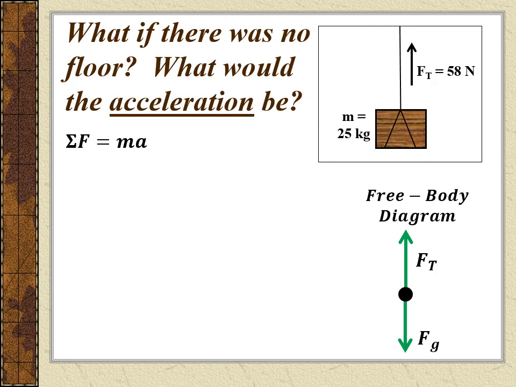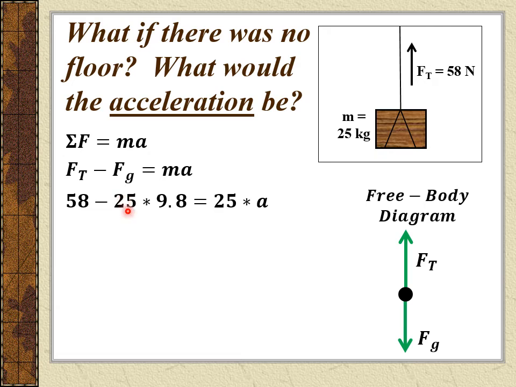So our net force is going to be equal to mass times acceleration. The only forces we have are the force of tension and the force of gravity. The force of gravity is going to be equal to the mass, which is 25 times 9.8. Now this time we do have an acceleration because the force of gravity is going to end up being 245 newtons, but the tension is only 58 newtons, so it's not going to be able to balance it out. So we get the mass times acceleration on this side, plug in 25.